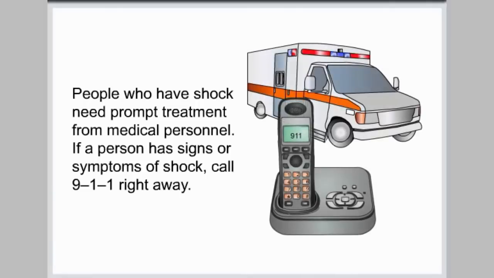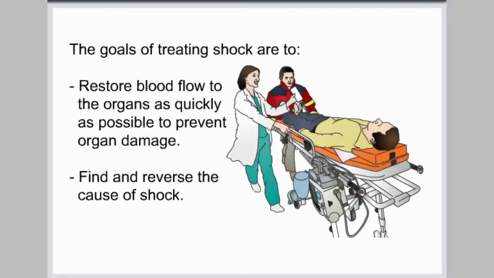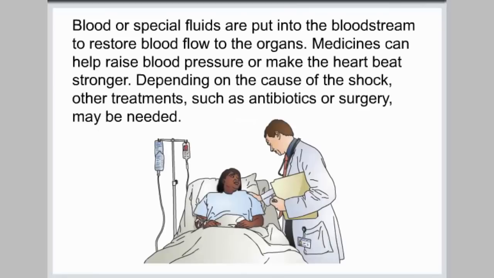People who have shock need prompt treatment from medical personnel. If a person has signs or symptoms of shock, call 911 right away. The goals of treating shock are to restore blood flow to the organs as quickly as possible to prevent organ damage. Find and reverse the cause of shock. Blood or special fluids are put into the bloodstream to restore blood flow to the organs. Medicines can help raise blood pressure or make the heart beat stronger. Depending on the cause of the shock, other treatments such as antibiotics or surgery may be needed.